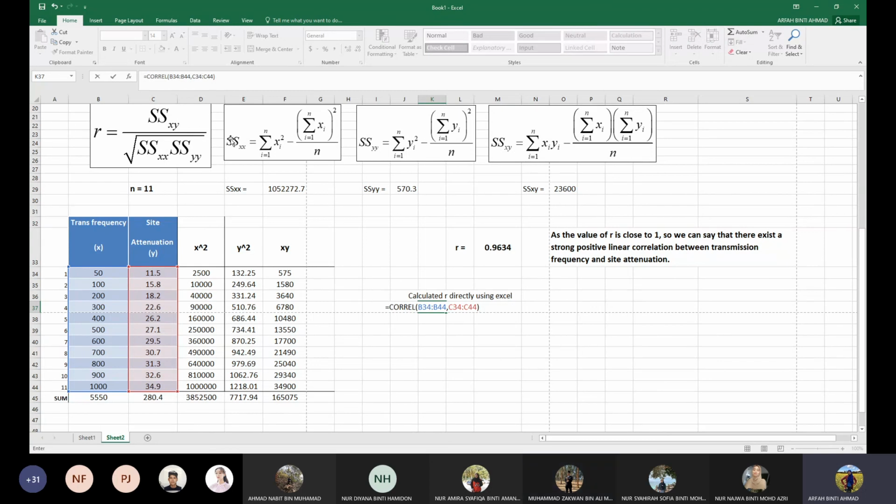Lagipun sebelum ni budak-budak belajar exam face to face. Diorang tak kira pun direct guna Excel ni. Diorang kena kira satu-satu. SSXX, SSYY guna calculator. So sebenarnya kalau dalam exam awak kena tengok markah tu. Kalau 5 markah untuk kira correlation coefficient, awak kena buat jadual ni satu-satu. So kira SSXX, SSYY and so on. Kalau 1 markah je, boleh guna this function.